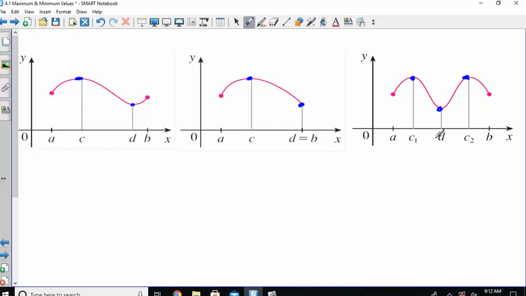So if we're going to draw our graphs, we need to be able to find those values. Think about what you know. If you were looking at this one, what happens with those maximum and minimum values? The slope of the tangent line is 0. How do we find the slope of a tangent line? The derivative.